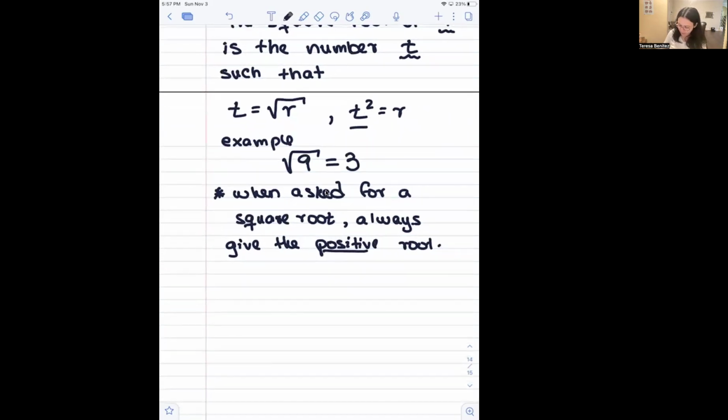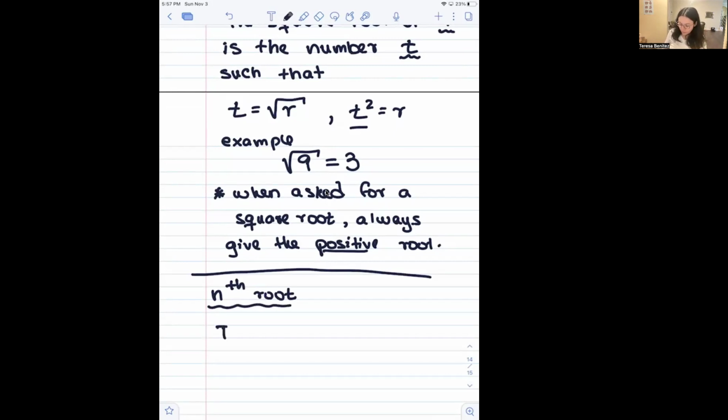Now let's take a look at other roots, when I don't have square root, if I have cube root or fourth root and so on. If I knew how to edit videos, I would edit that part out, okay?